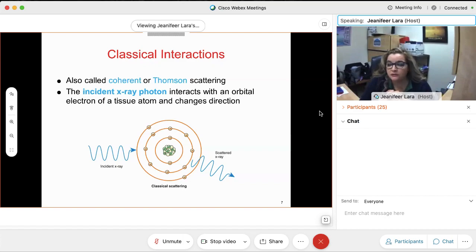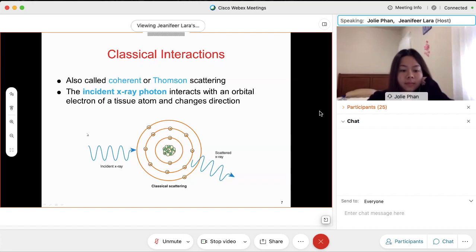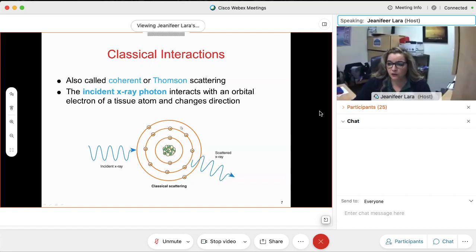It also has some names, also known as coherent and Thomson scattering. You may hear about Compton scattering and Thomson scattering. They do not have the same effect, and we will talk about that. So the incident X-ray photon, where do we find this incident X-ray photon again, Jolie? Where is it coming from? It's coming from our primary beam, right? Yes. From our primary beam, and it is going to collide with an atom of the tissue.